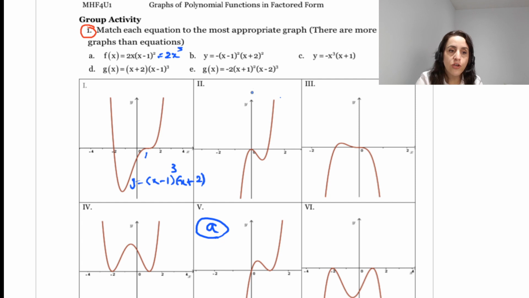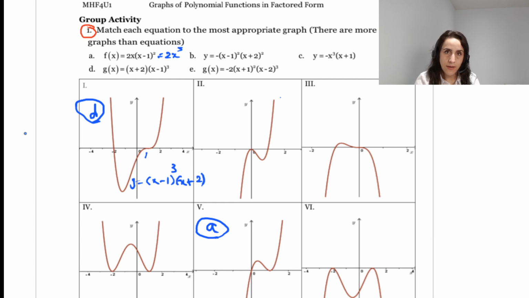Now I'm going to check which one matches what I have here. Part B, okay, it's not degree 2. This one is not matching. Okay, I can see part D. g of x is exactly the same: x minus 1 to the power of 3 and x plus 2. Then I'm going to choose D for this one.